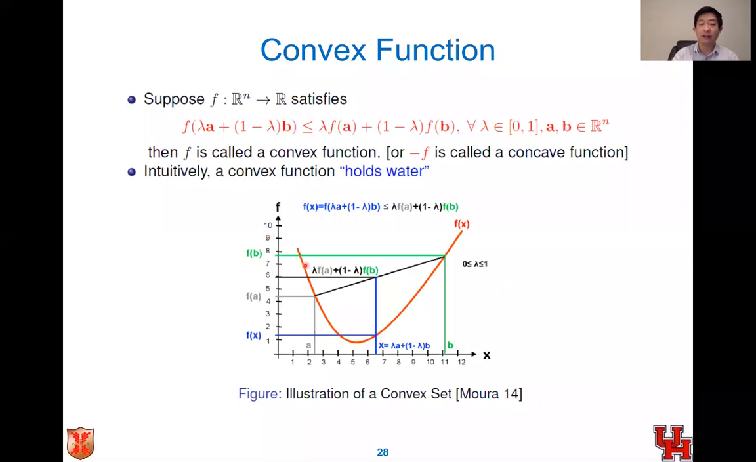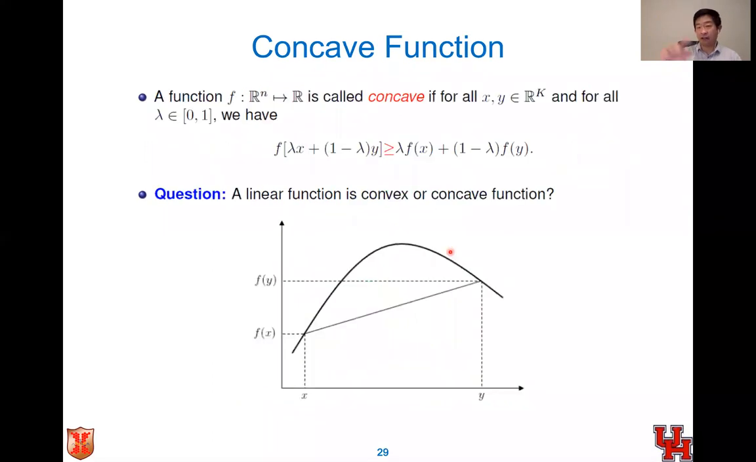But what is a convex function? This is your function. You have two points here, and you link them together, and this line will be above the function. So this is called a convex function. Basically it looks like this one, and the concave function is vice versa.